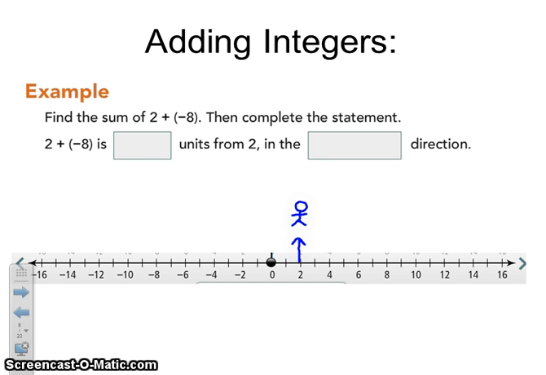So that means we're going to go to the left 8 places, moving backward, like we talked about in the last slide. So if we go 8 places, 1, 2, 3, 4, 5, 6, 7, 8, the new location of where the little man should be is negative 6. So 2 plus negative 8 is 8 units from 2 in the left direction. We had to move to the left because negative 8 is negative, so we move backwards.